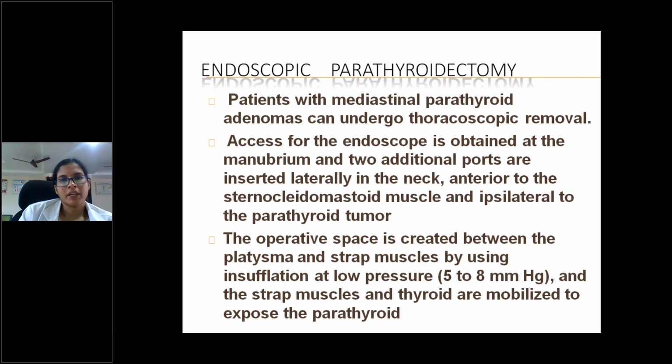This is endoscopic parathyroidectomy and video assisted parathyroidectomy. In video assisted, no pneumoperitoneum is created. In endoscopic parathyroidectomy, the pneumoperitoneum is created. That is the difference between video assisted and endoscopic.